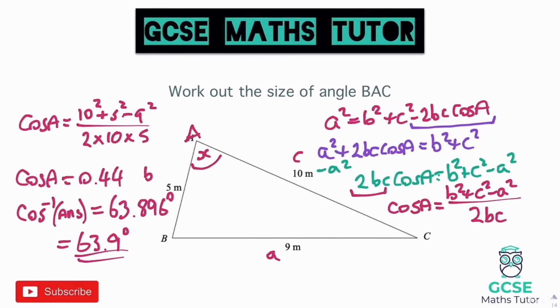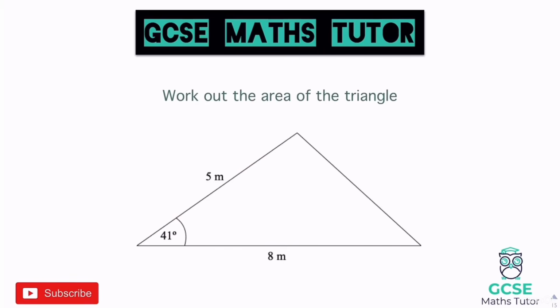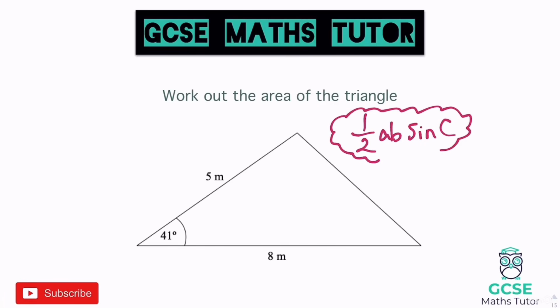And that's how to use the cosine rule for finding angles. Moving on to the area of a triangle. So your area of a triangle formula, obviously not half base times height, because we don't have the height here. So for any triangle, the area is half AB sine C. So half AB sine C, another formula there that you need to know. And let's just have a look at how we apply that.